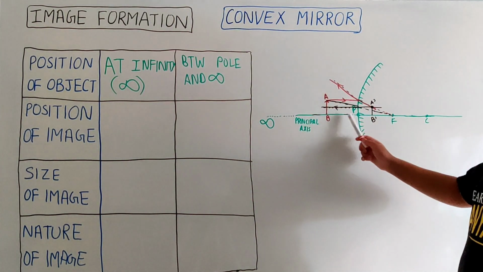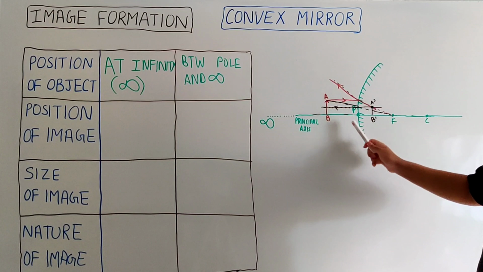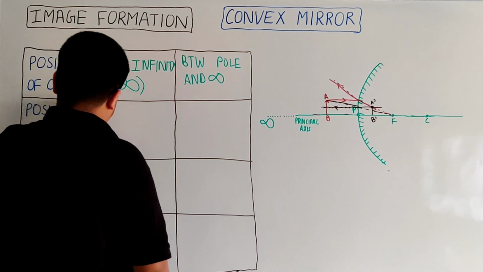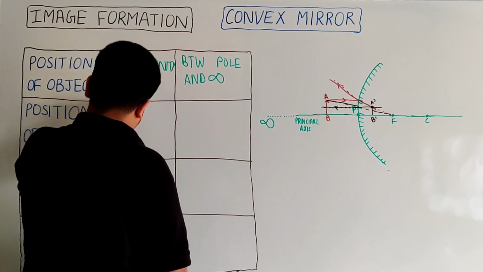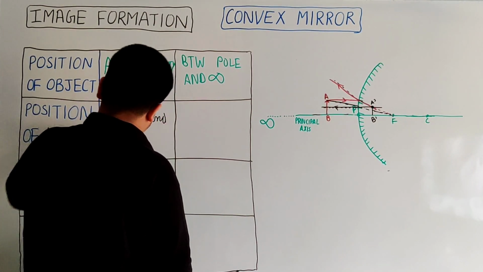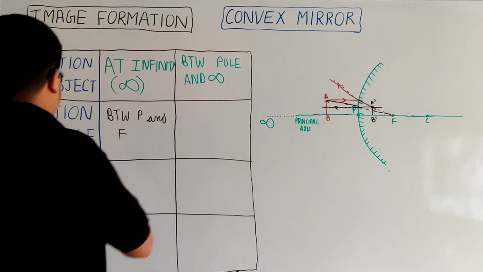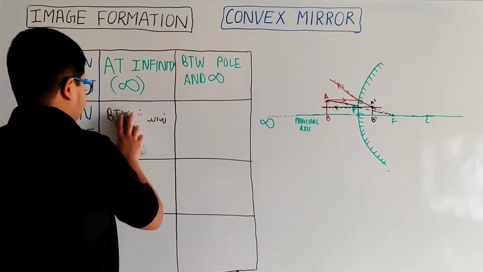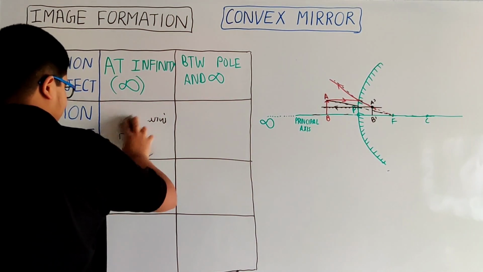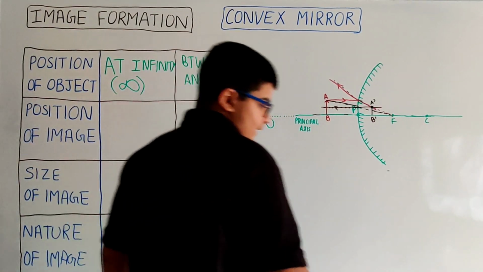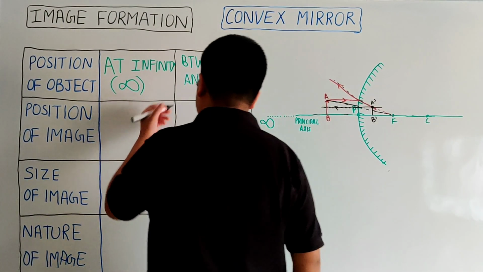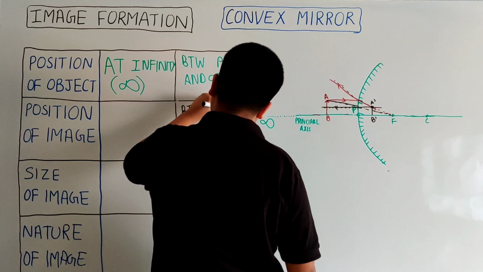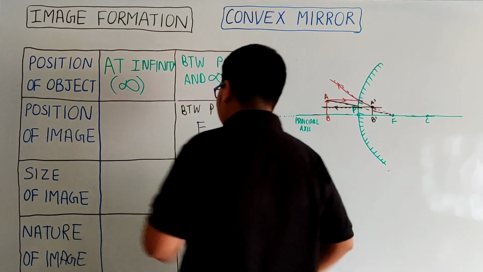And here you can see that both of these rays are meeting at a point between the pole and the focus. So from here we can say that the position of image will be between the pole and focus, between P and F.